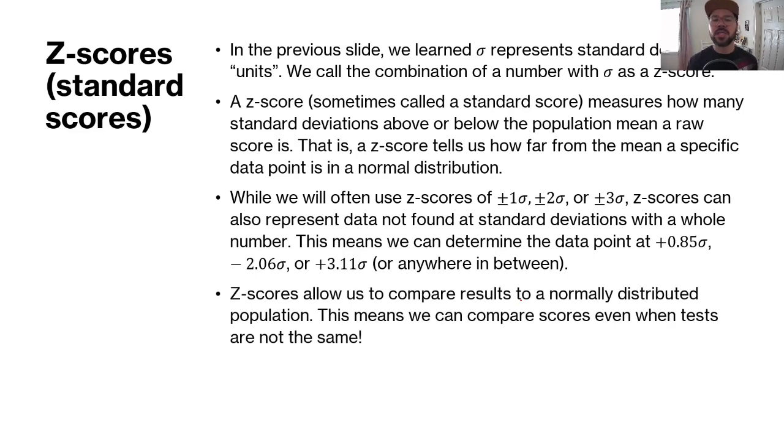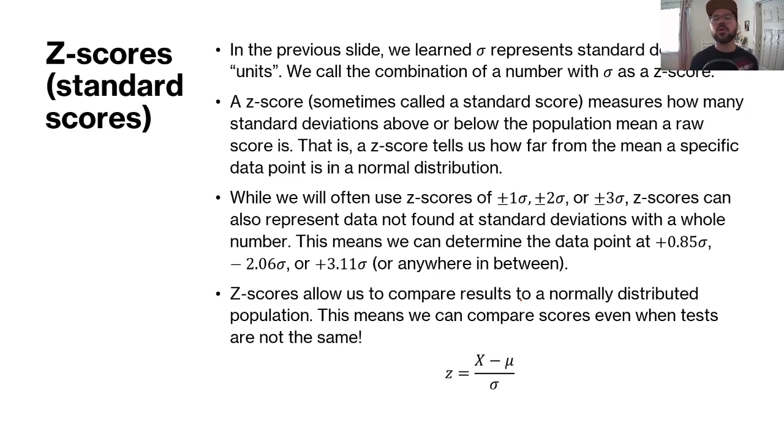So z-scores allow us to compare results to a normally distributed population. This means that we can compare scores even when tests are not the same. Now I'm using the word tests very explicitly. I'm going to present an example in just a moment that uses the idea of tests. But it's not only applicable to talking about tests. Okay, we'll see that in just a moment.